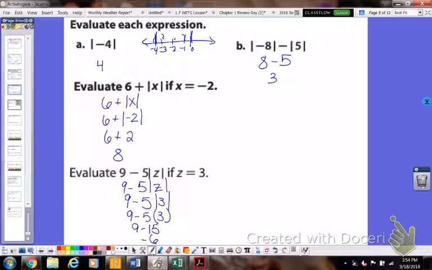If you're not sure about your negatives yet, we will be working on those in a later lesson. But right now, just know that 9 minus 15 is negative 6.